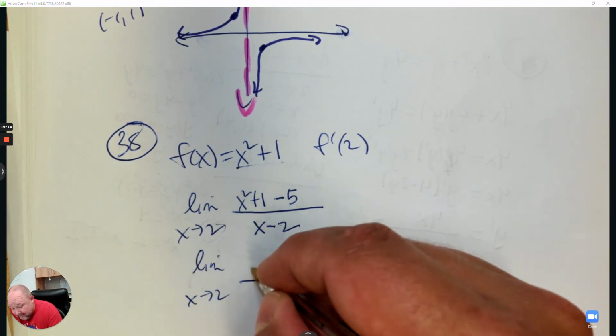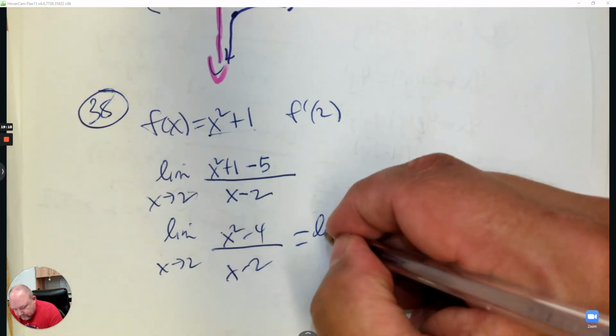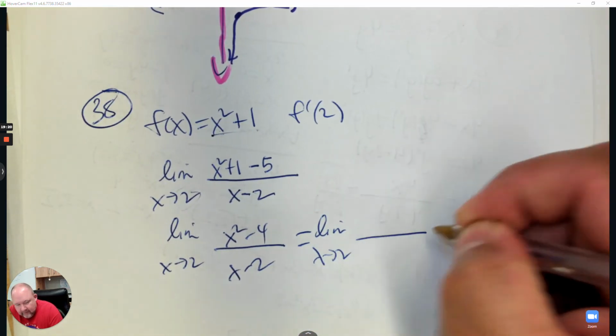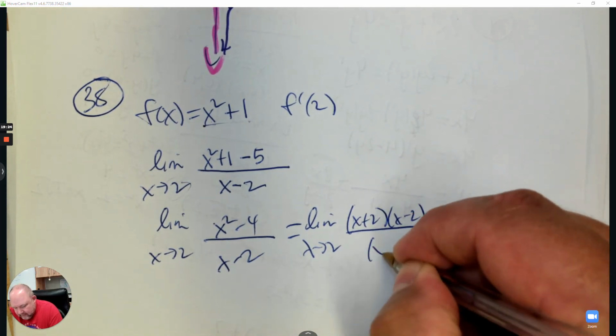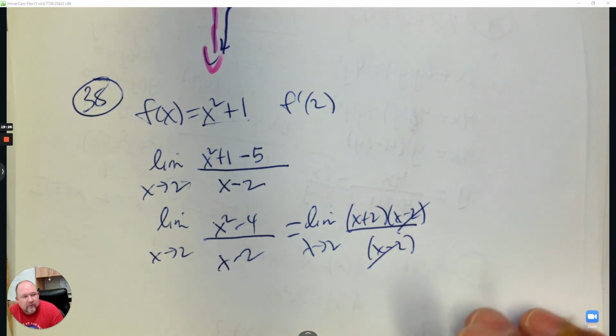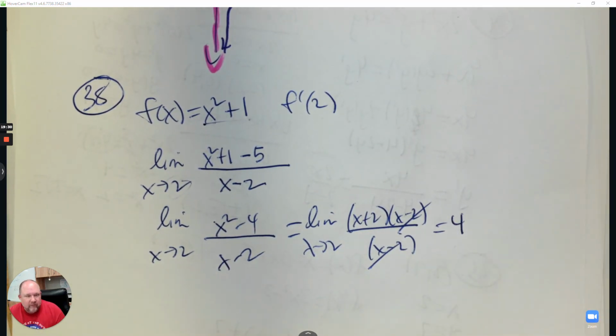So I'm going to simplify. I'm going to hopefully factor. So that's a difference of squares. And then we remove the discontinuity. So we can remove x minus 2. And then you can substitute in and see the answer is 4.